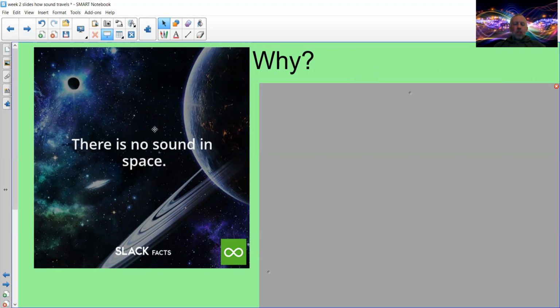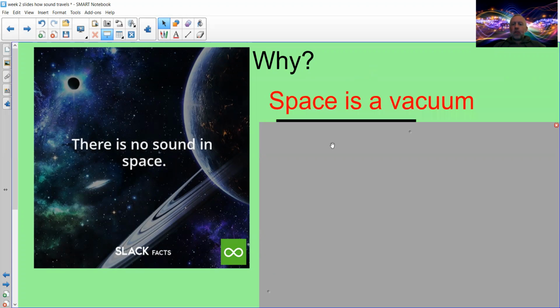Well, the reason why sound can't travel through space is because space is a vacuum. Now, a vacuum just means when there are no air particles. You can create them on Earth where you suck all the air out of a container and there's just empty space. And if there are no air particles, then the sound waves can't be created because there are no particles to knock into each other and vibrate.